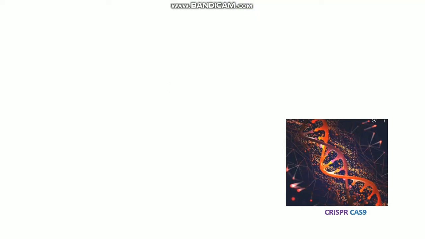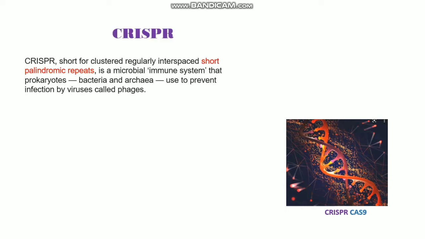In this tutorial video, I'm going to talk about the CRISPR-Cas9 system. So first, you have to know what CRISPR is. CRISPR, in short, stands for clustered regularly interspaced short palindromic repeats, found in bacteria and archaea for prevention of the infection induced by phage virus.